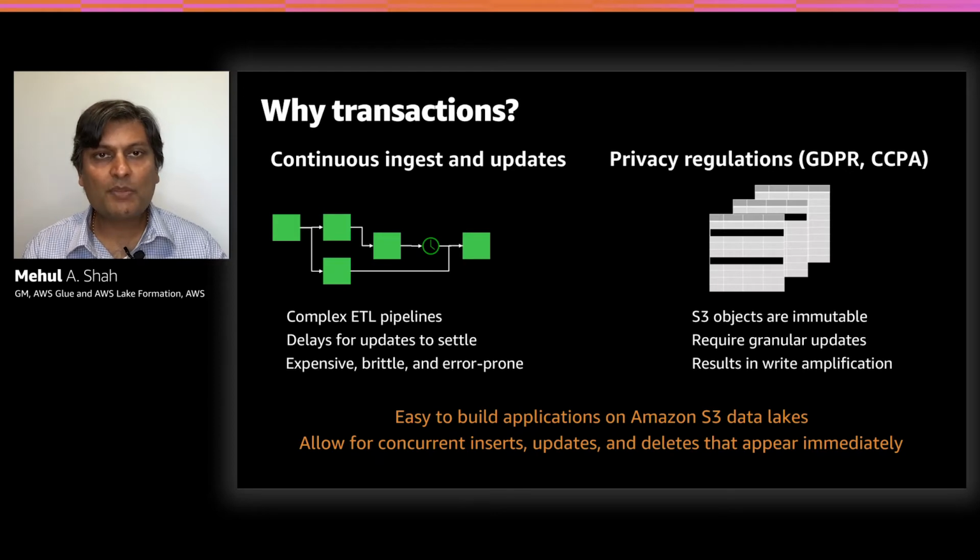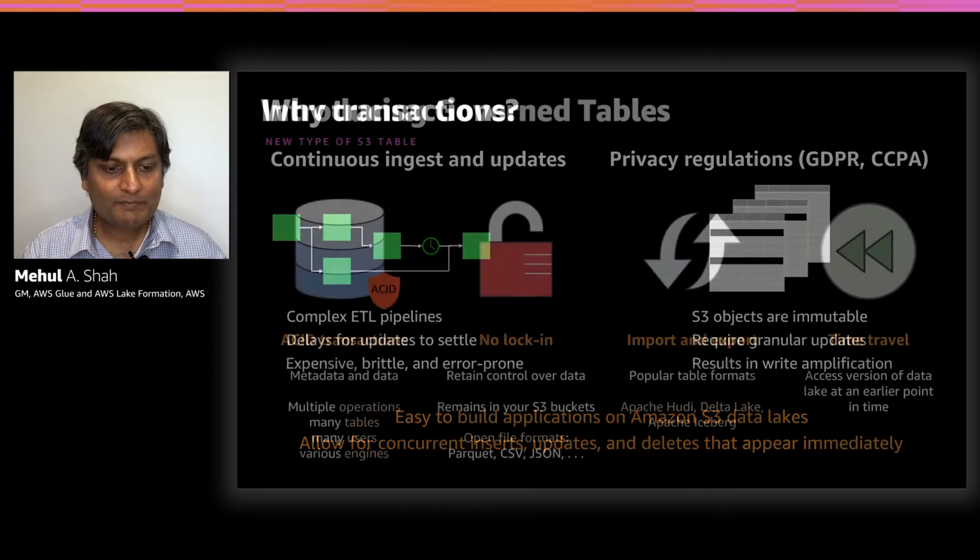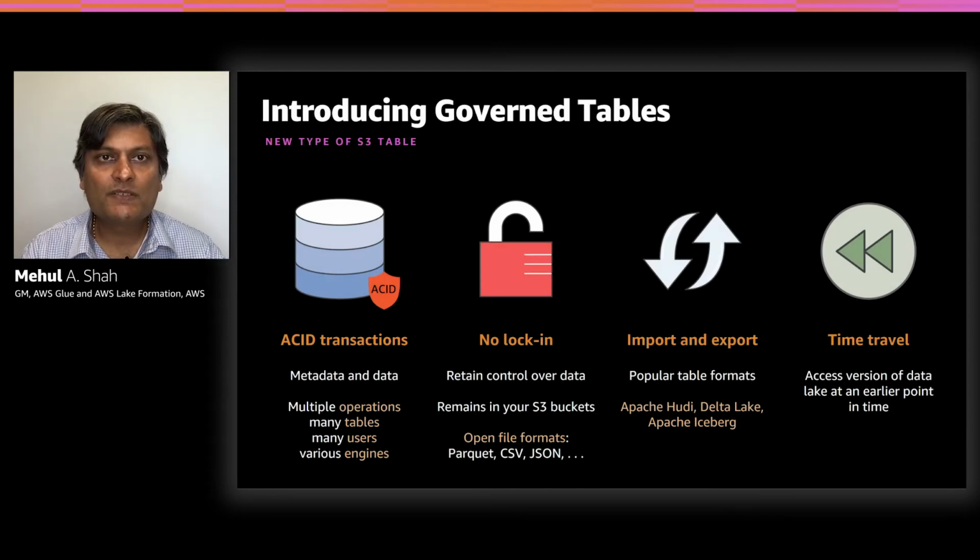With transactions, you can easily build applications on Amazon S3 data lakes because they allow for concurrent inserts, updates, and deletes that pretty much appear immediately as soon as they're done. To use transactions, we introduce a new type of table on S3 called governed tables. And it's governed tables that support transactional updates in your data lake. They support ACID transactions. A transaction is a sequence of operations that happens atomically. And those operations appear to get an isolated view of your data lake when they run. You can have multiple operations in there. These transactions can operate over multiple tables, and they can be run concurrently, and they won't clobber each other from different users and from different engines.